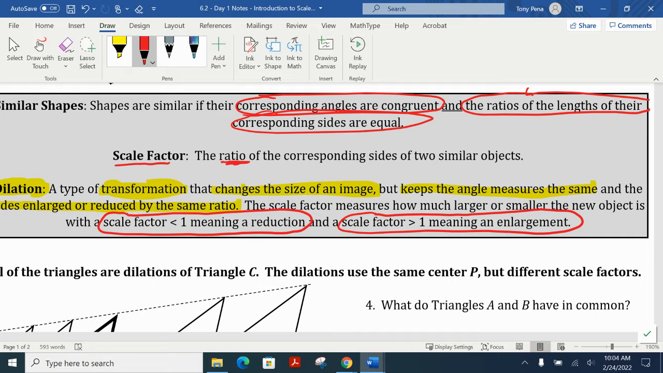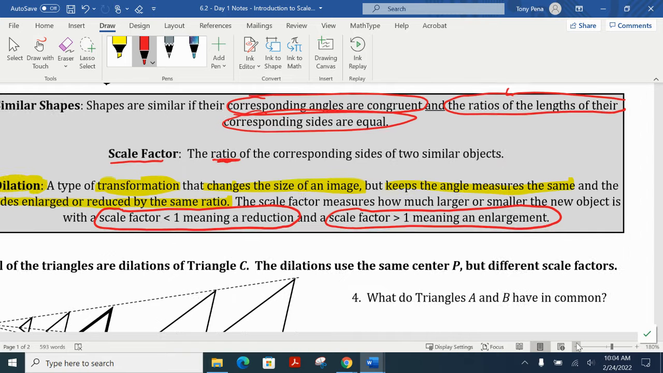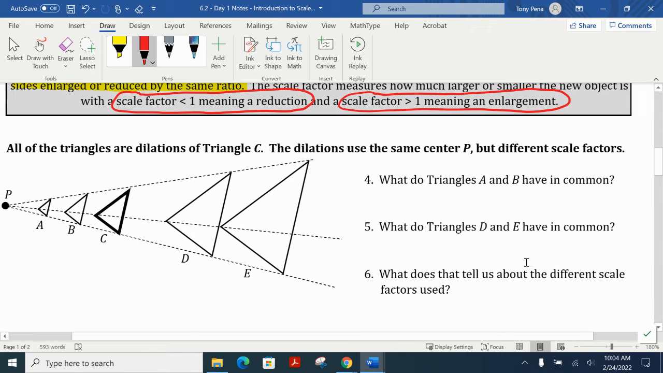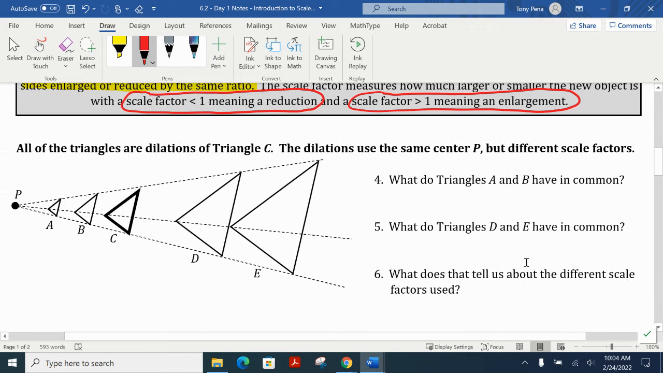Okay? So to justify or talk about what those are here real quick, it says all the triangles below are dilations of triangle C. So that simply means triangle C is your original triangle. And then A, B, D, and E are dilations. They've been shrunk or enlarged. All right. The dilations used center P, but they have different scale factors.